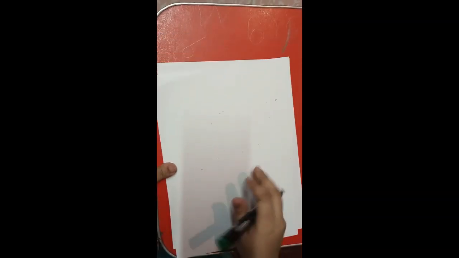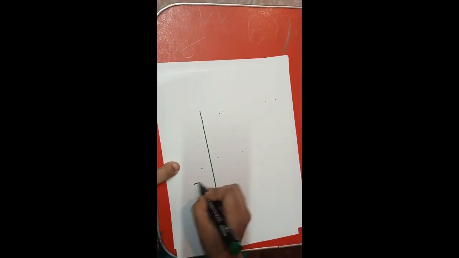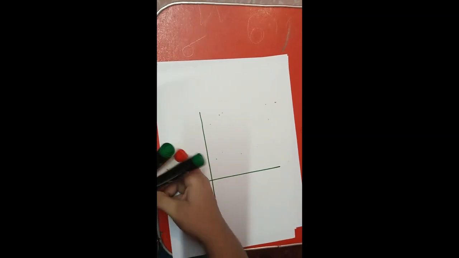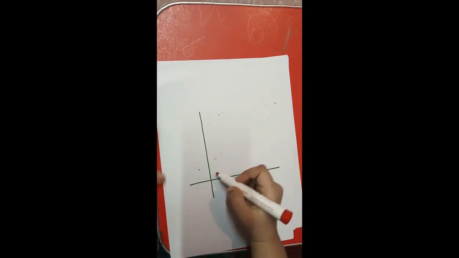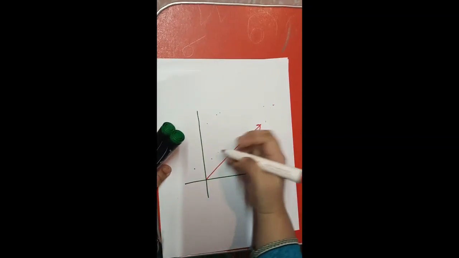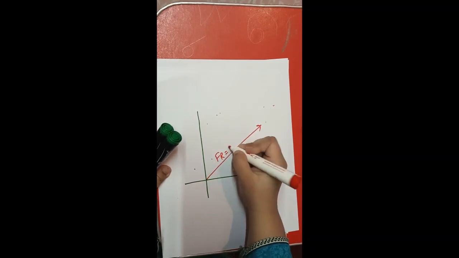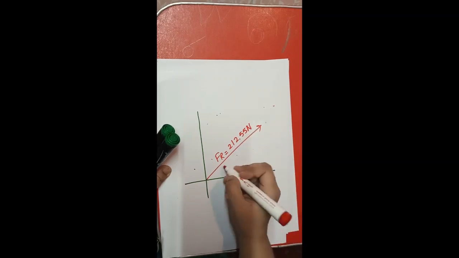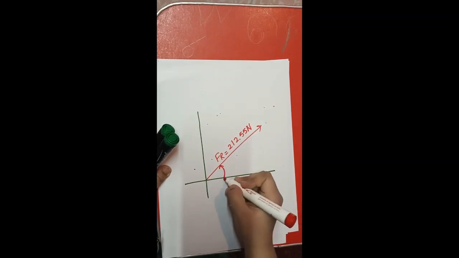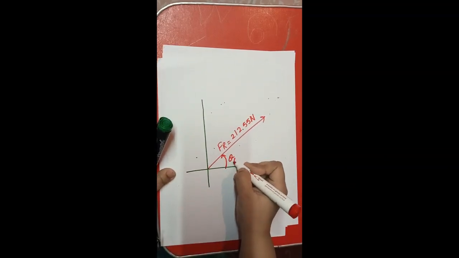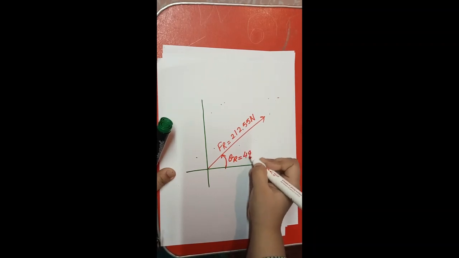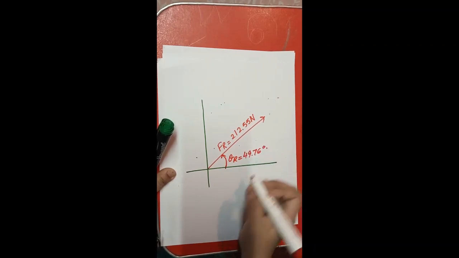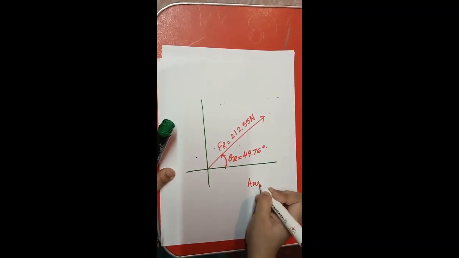So the final diagram is the diagram of the resultant force, as we have done before as well. The resultant force will be like this: FR is equal to 212.55 Newton, and theta r with respect to the x-axis is 49.76 degrees. That will be the answer.